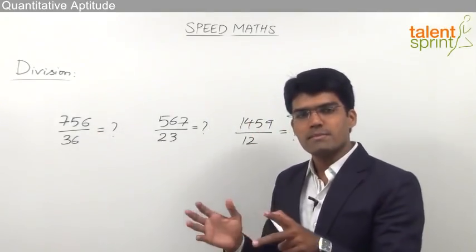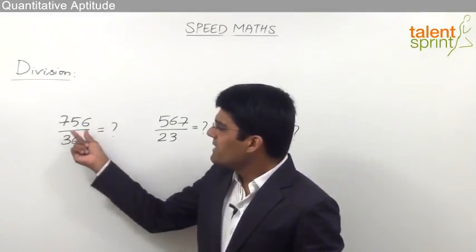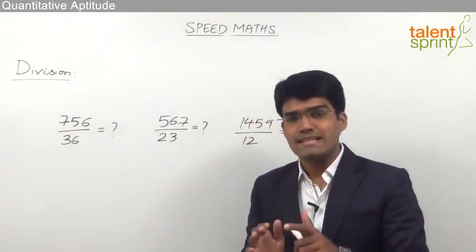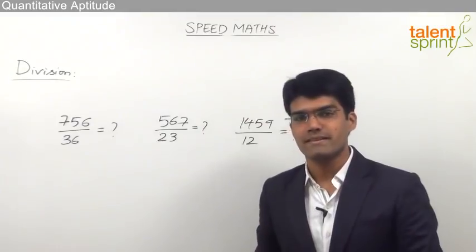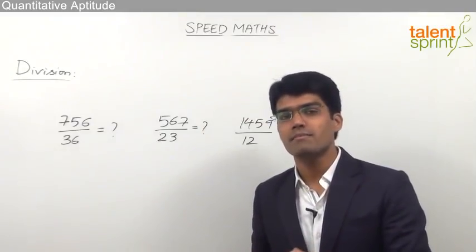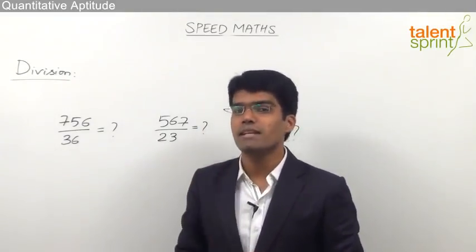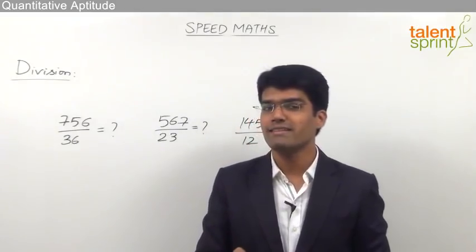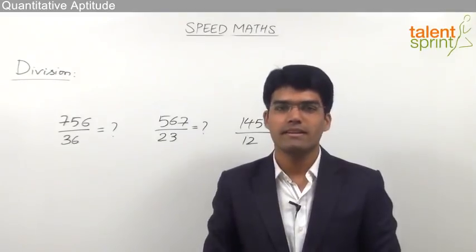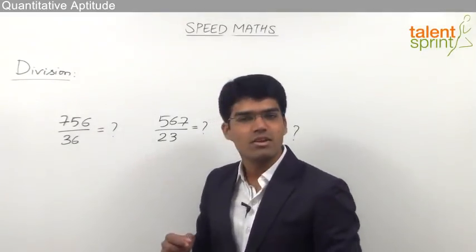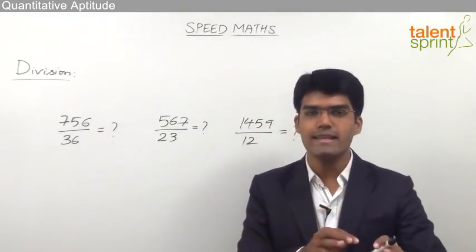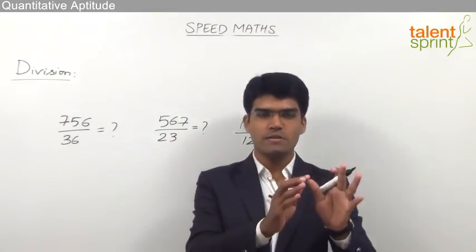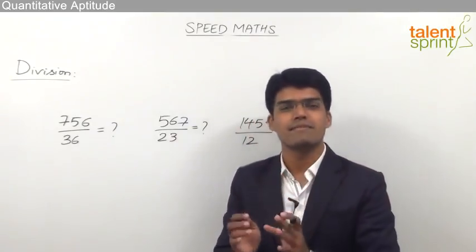Now going by the concept of split and merge, 756 here can be taken as 720 plus 36. Why 720 plus 36? Because 72 is a multiple of 36. 36 into 2 is 72. So clearly 36 into 20 would be 720. That means 756 is not 756. It is 720 plus 36. So 720 by 36 plus 36 by 36.